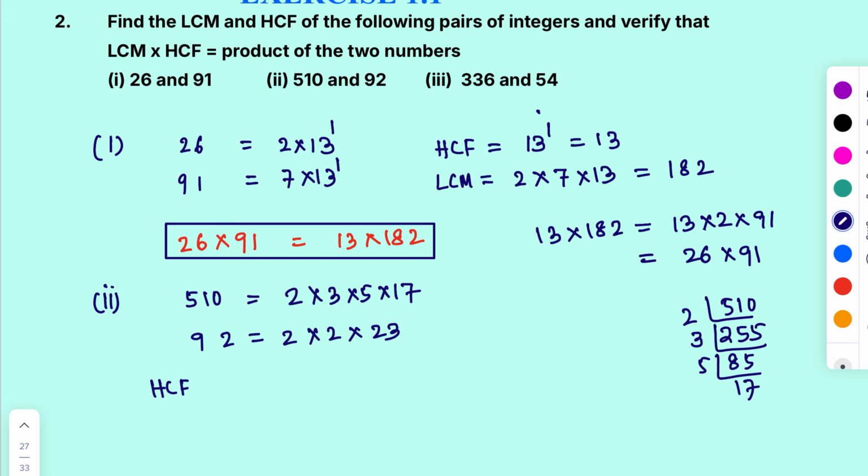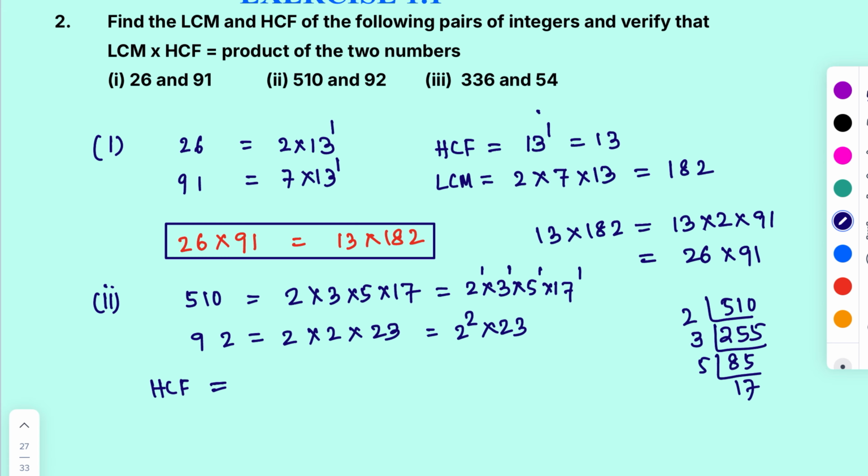Now HCF is the highest common factor, or we have to take the lowest power of the common factors. Here it is 2 into 3 into 5 into 17, all having power 1. Here 2 to the power 2 into 23. Only the common factor is 2 here. And what we have to take? We have to take the lowest power of the common factor, that is equal to 2. So HCF will be equal to 2.